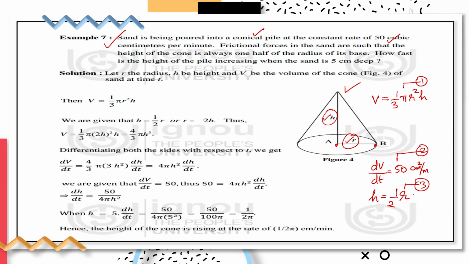How fast is the height of the pile increasing when the sand is 5 centimeter? So what are we supposed to find? We are supposed to find dH by dt. So I hope you understood how we are transforming the English sentences into their mathematical equivalent. Now let's solve it.